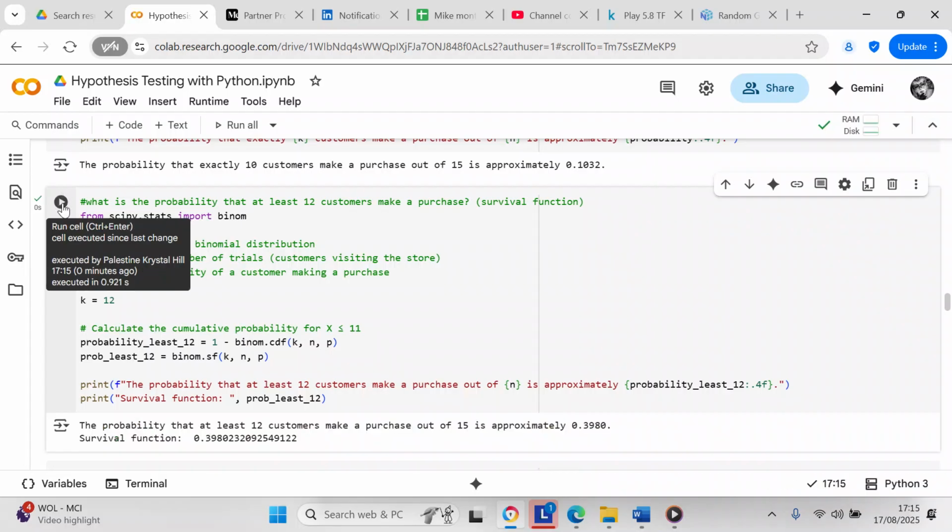So you can see that you have a 39.8% probability that at least 12 customers make a purchase out of 15. And then with the survival function, you also have 39.8% as well. So that's just telling you that 1 minus binom.cdf is the same as binom.sf.